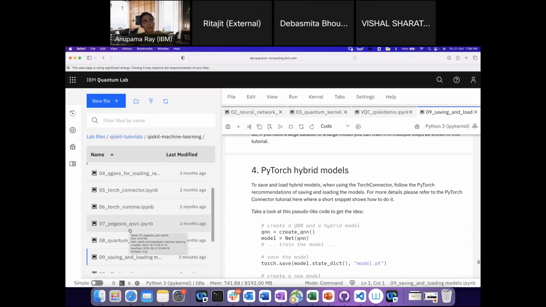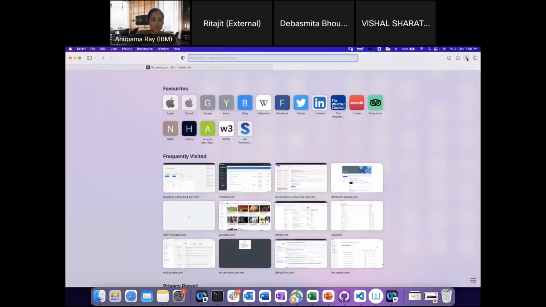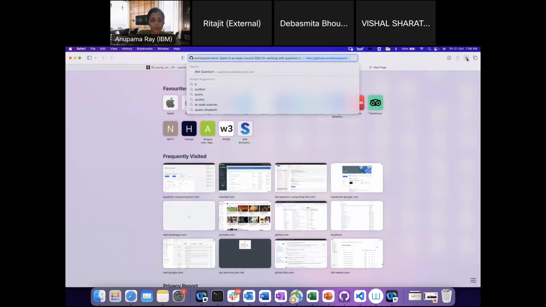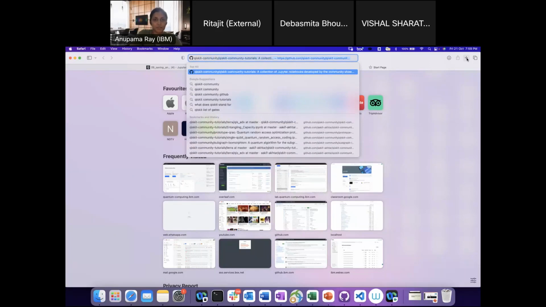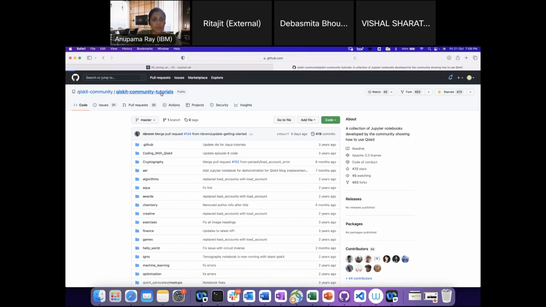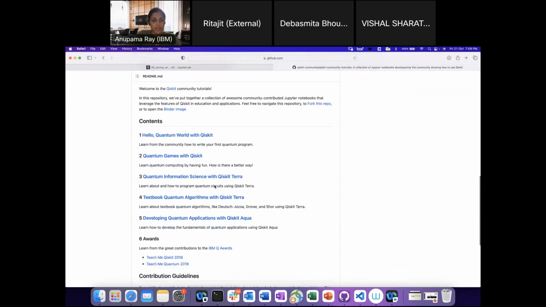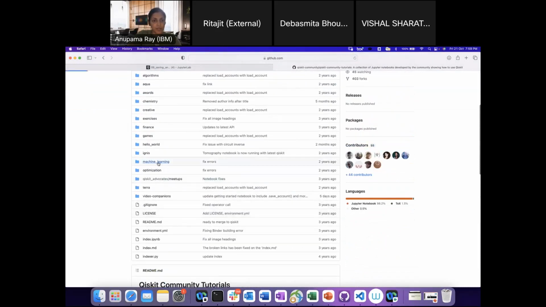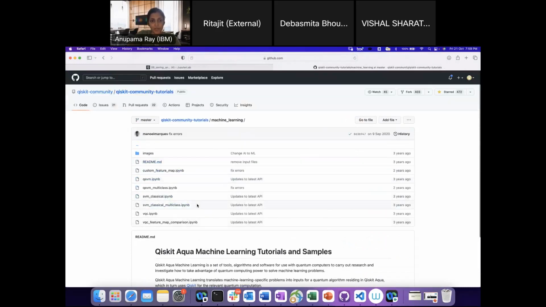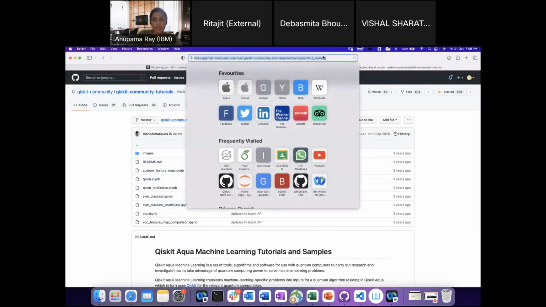The other good place is Qiskit Summer School 2021, which covered details about machine learning. Then there are other repositories in Qiskit. Let me post that link on chat. It's called Qiskit Community Tutorials, an excellent place where you have a large number of tutorials that you can play around with. Under Qiskit Community Tutorials you also have machine learning, wherein you have these codes. Let me just paste this link.